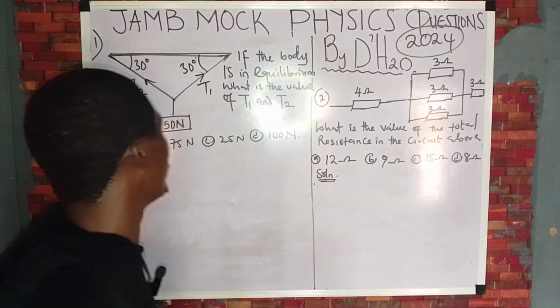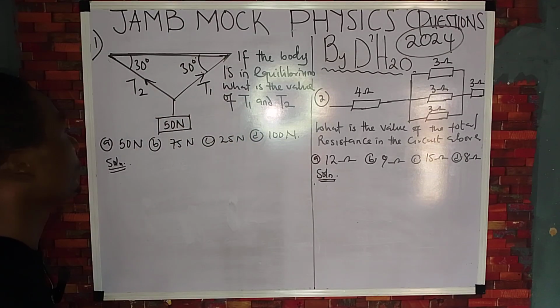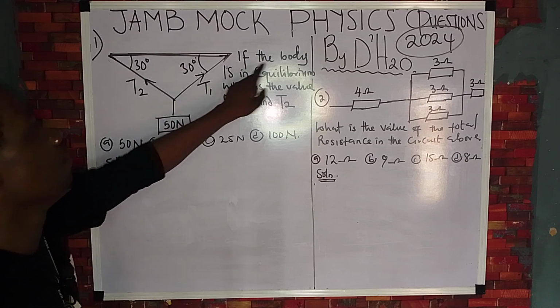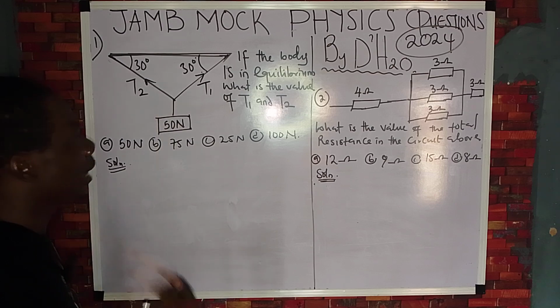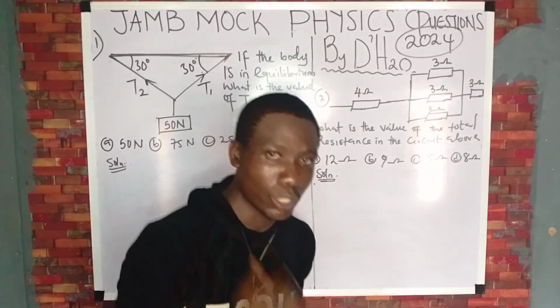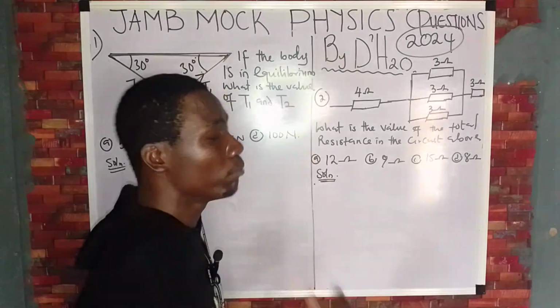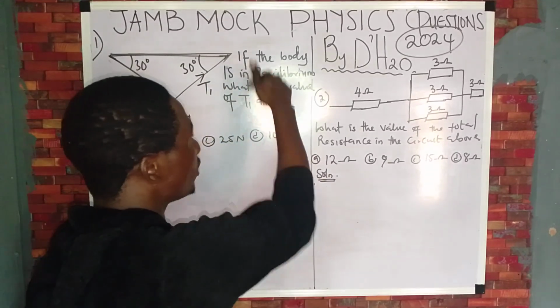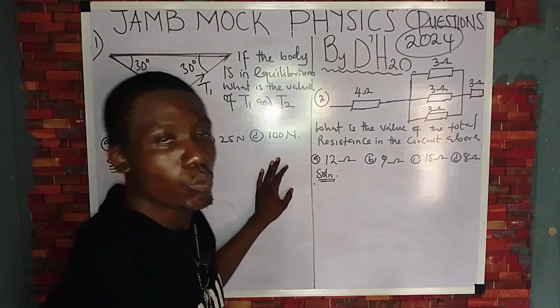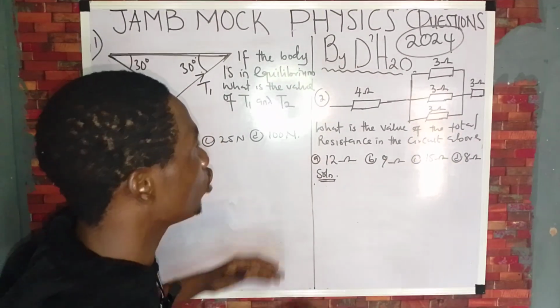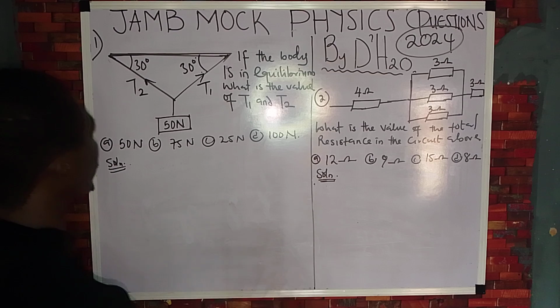Let us look at the board. Look at this simple diagram. The diagram says that if the body is in equilibrium, what is the value of T1 and T2? If you have written JAMB, you must have come across this particular question. So you will check now in this solving whether or not you have gotten the answer or you have failed it. Now, how do we solve this question?